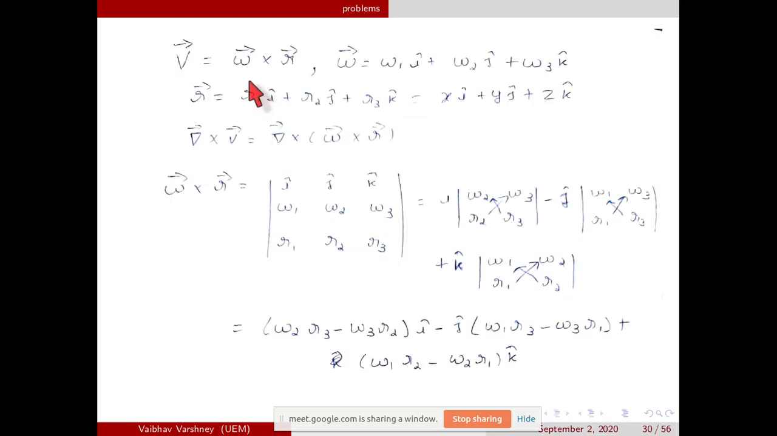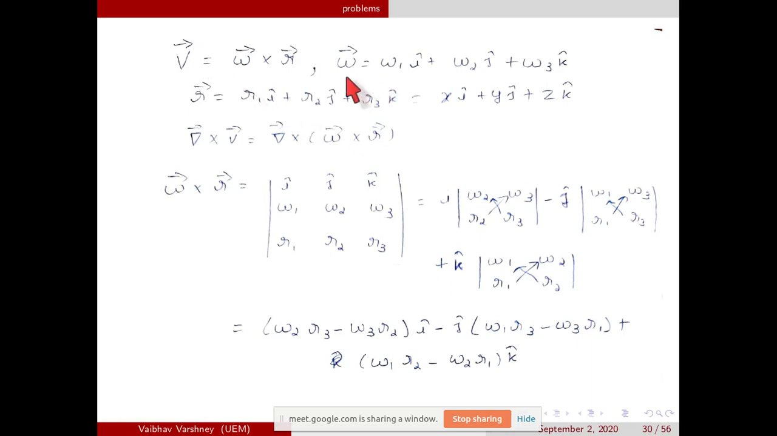I have done it by hand, so if it's not visible to anyone, let me know, because it's difficult to write all the equations in the PPT. It's visible to all? Yes, sir. Okay.